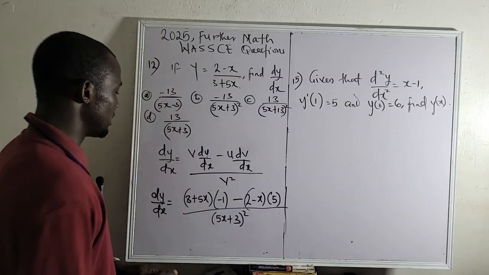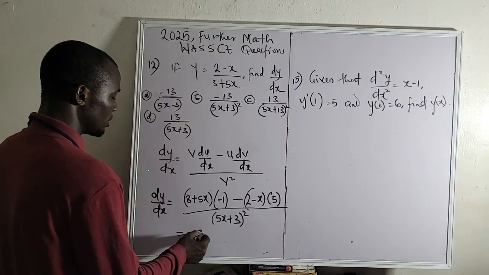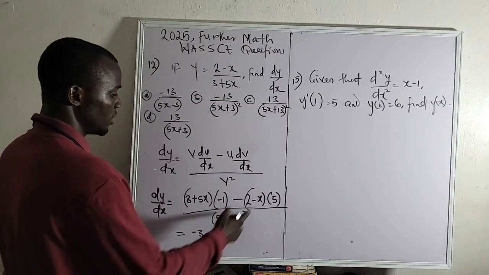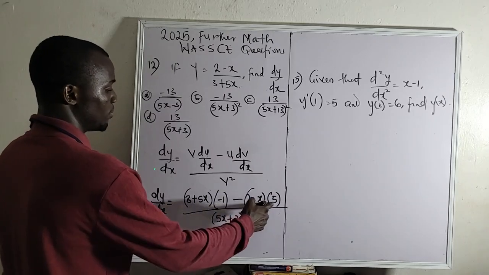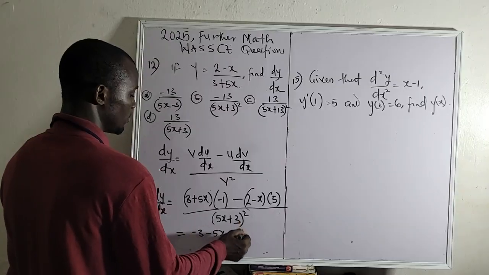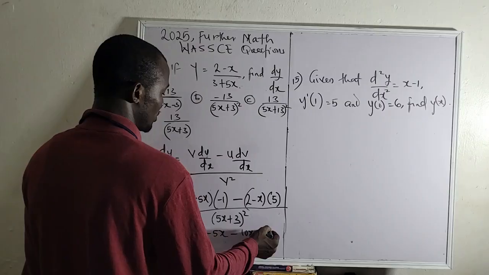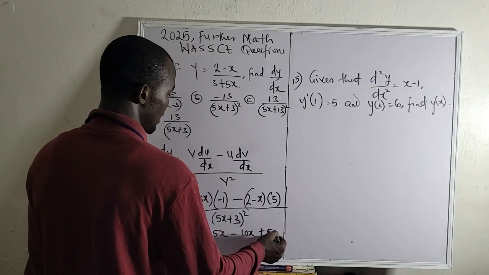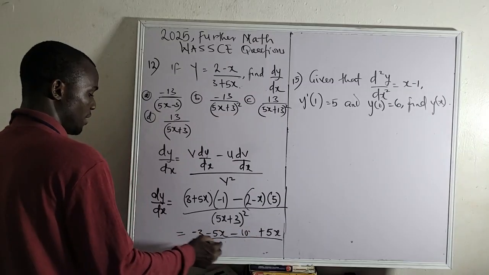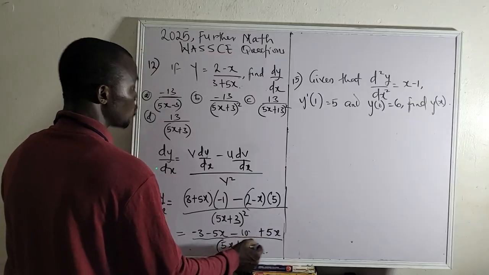Now, the next work is to open the bracket. This becomes minus 3 minus 5x because of this negative 1. This negative also applies to 5. So this will be minus 10x, and then that will be plus 5x. This is minus 10 plus 5x. Divided by 5x plus 3 all squared.